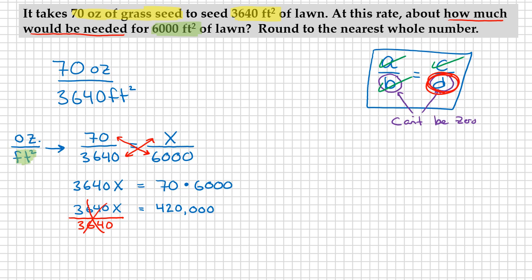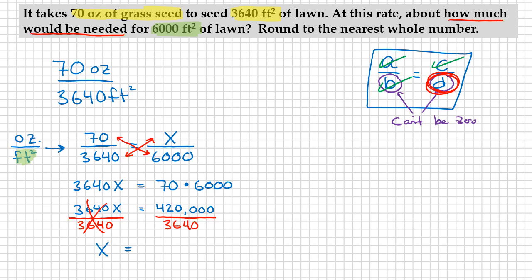Now, the only way we're allowed to do this is if we balance it off by doing the same thing to the other side. So if I divide the left by a number, any number other than 0, I have to do the same thing to the right. So I'll divide the 420,000 by 3,640. Notice I'm setting it up like a fraction. Fraction means division. So on the left-hand side, we've got x.